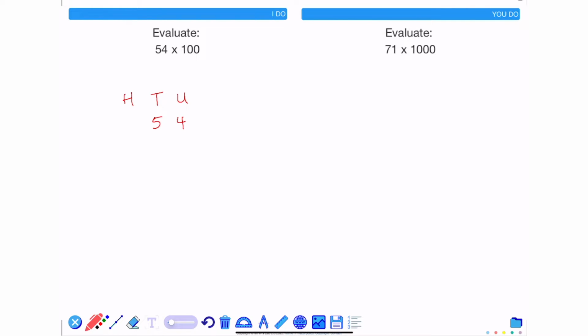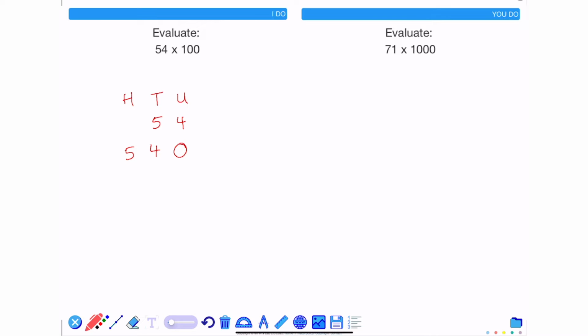When I multiply it by 10, the 5 moves to the hundreds column, the 4 moves to the tens column, and we fill in extra gaps with zeros. So now 54 times by 10 is 540.